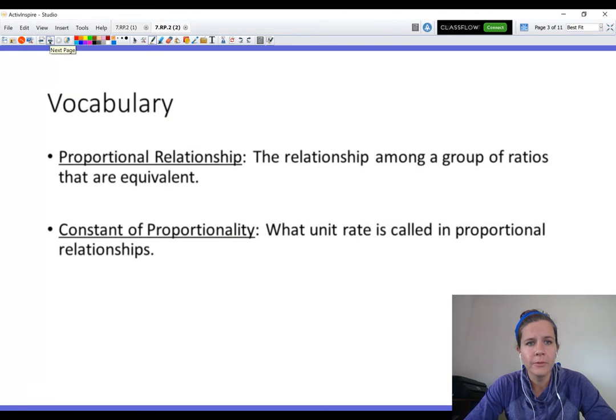The vocabulary for this standard is proportional relationship, and remember, that's the relationship among a group of ratios that are equivalent. So if we have equivalent ratios, they're proportional, they have a proportional relationship. The constant of proportionality is what a unit rate is called in a proportional relationship.